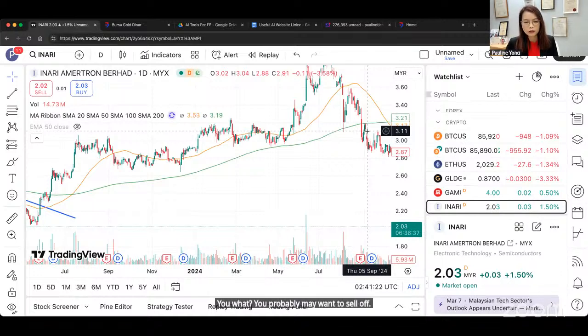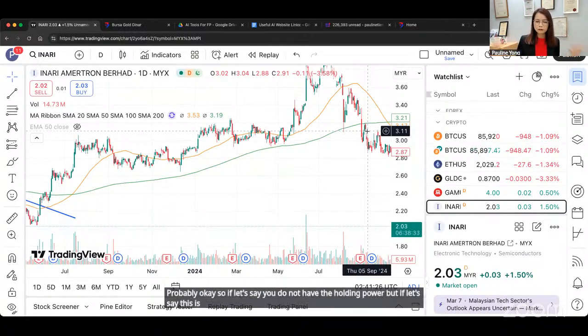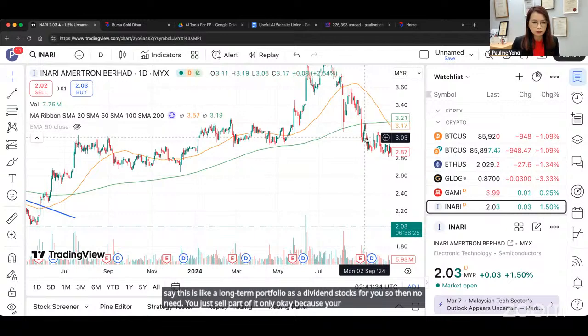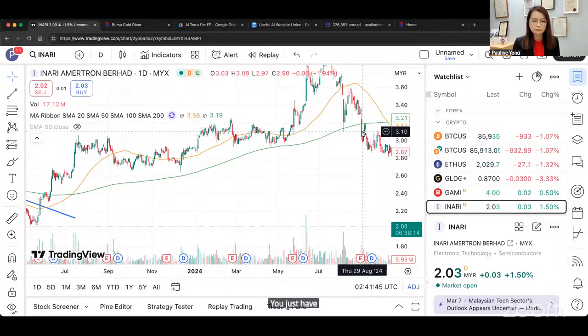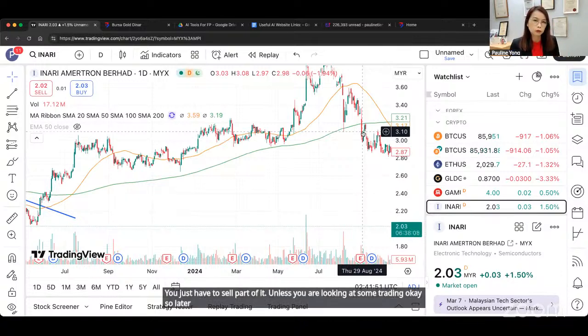Okay, but if you do not have the holding power, and if this is like a long-term portfolio, dividend stocks for you, then no need, you just sell part of it only. Because your original intention is that you want to hold for the long term, for dividend purpose. So even though it crossed below the 200-day, you don't have to sell all. You just have to sell part of it, unless you are looking at some trading. Later we'll look at some of the trading strategies.